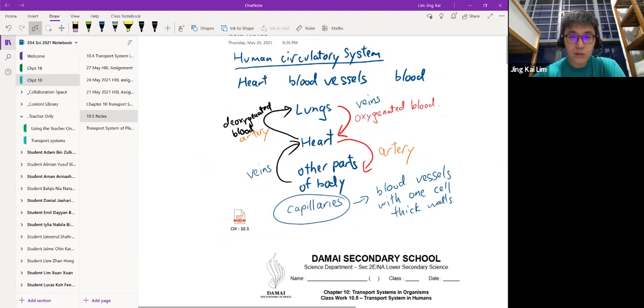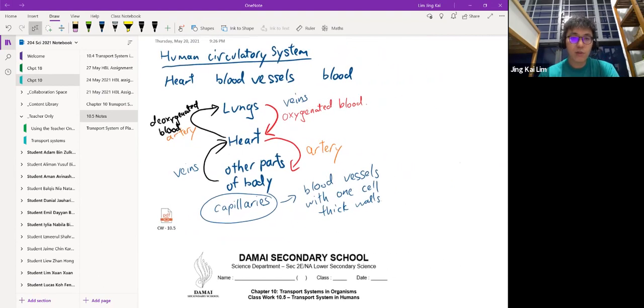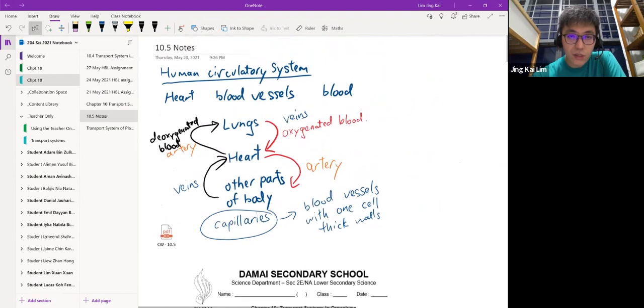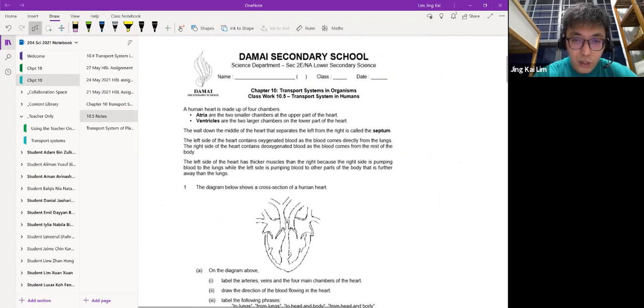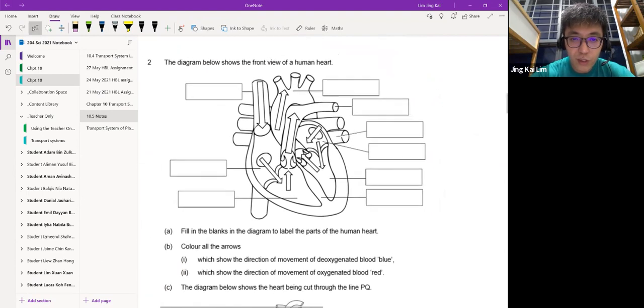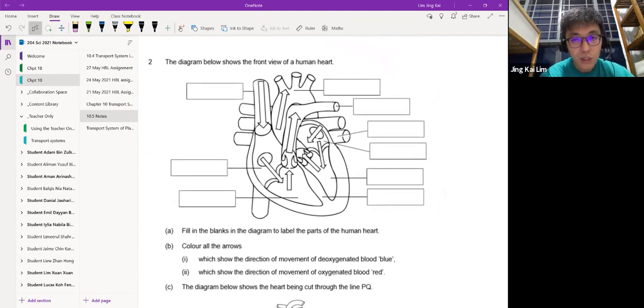So what I did here was to quickly summarize what you have learned for the human circulatory system. There is not just this information that you have learned in chapter 10.5; you have also learned about the heart itself. With that in mind, let's go through the details. I shall start with question 2, because it is the first assignment that I assigned to you regarding these parts of the chapter, so it's more appropriate that I start with this so that it's easier for everyone to understand.